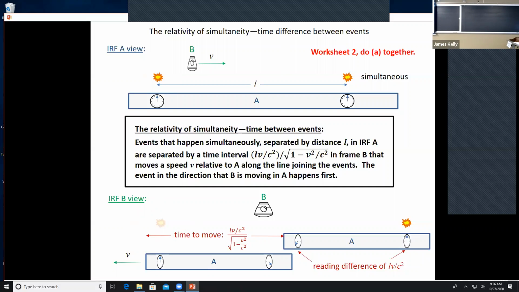Okay, so we're going to use that worksheet 2 that I just passed out, the new version, or the version that I just sent today to you if you're on Zoom. And it says here we're going to do A together. So let's look at 2A.